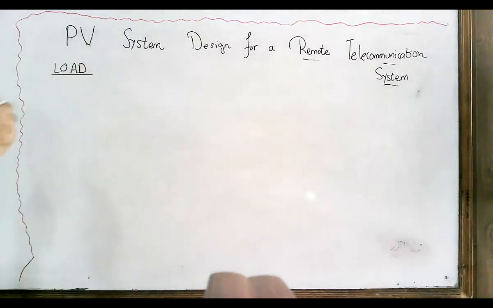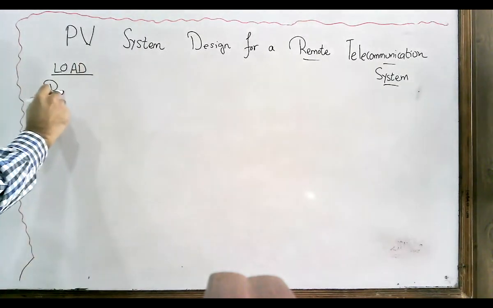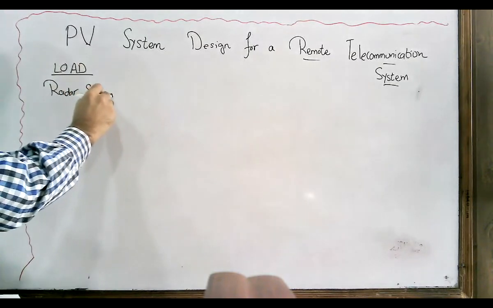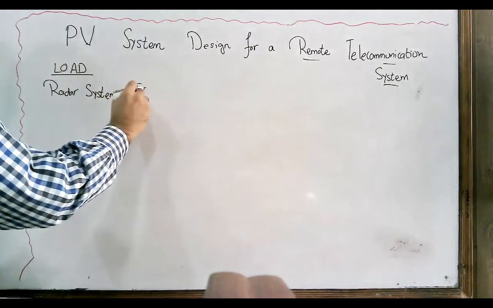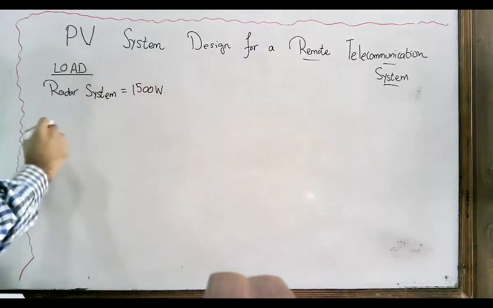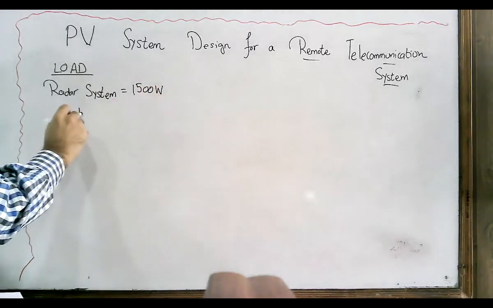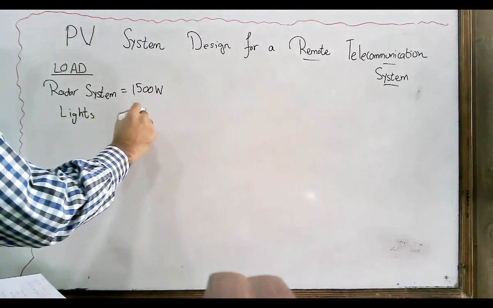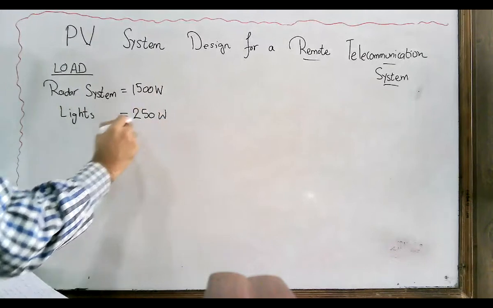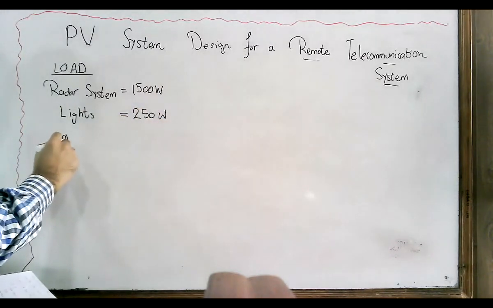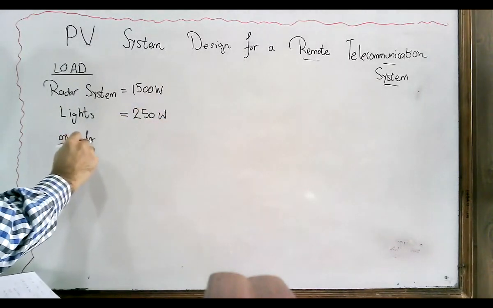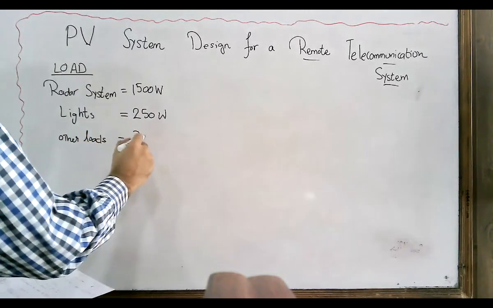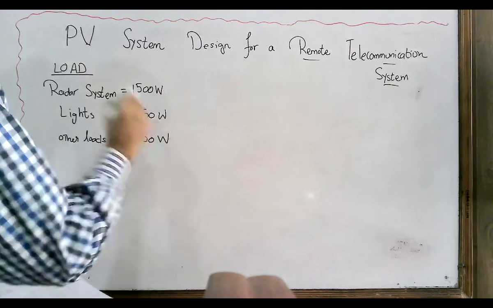So in this example, we have the following load. You have a radar system which is of 1500 watts. Then you have lights in that telecommunication tower, they are of 250 watts. And there are some other loads like sensors or other monitoring and transmitting devices. They consume about 300 watts of power.